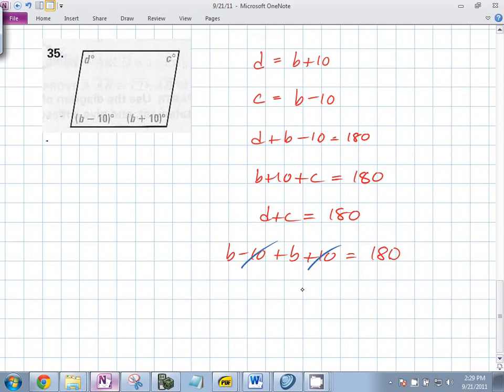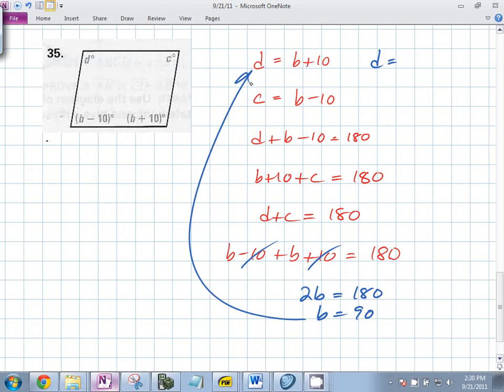That cancels there, and you end up with 2B equals 180. So what's B equal? 90. Now can you collapse all these out? So what does D equal? 100. And what does C equal? B plus 10. Oh, yeah. 100. No, it's fine. What does C equal? 80. And that's all we need, right? Yeah. See how that works?